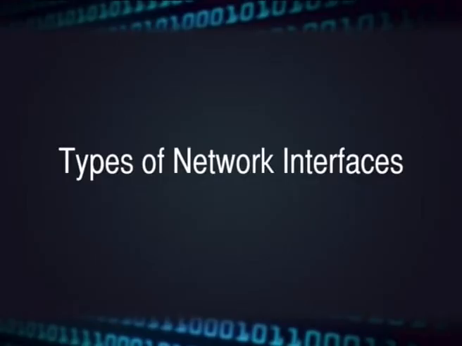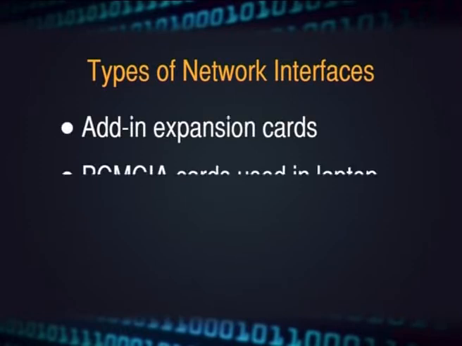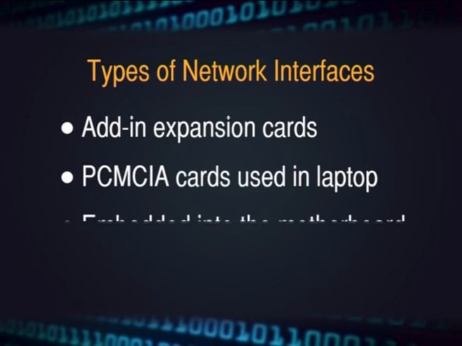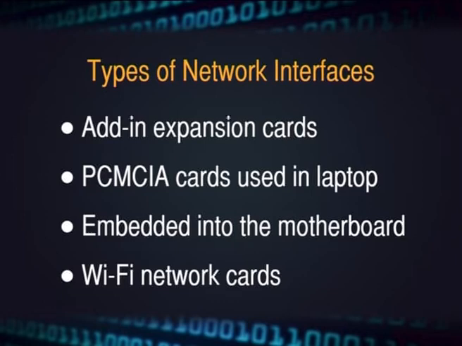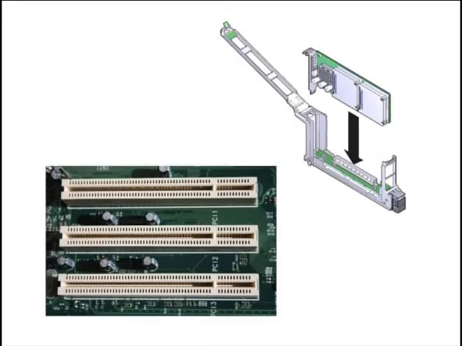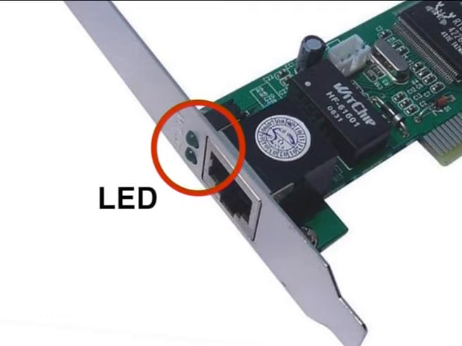Types of network interfaces. Network interfaces come as add-in expansion cards, PCMCIA cards used in laptops, embedded into the motherboard, and Wi-Fi network cards. Mostly it is seen that when an NIC is plugged in the computer, a network interface typically has at least two LEDs that indicate certain conditions.